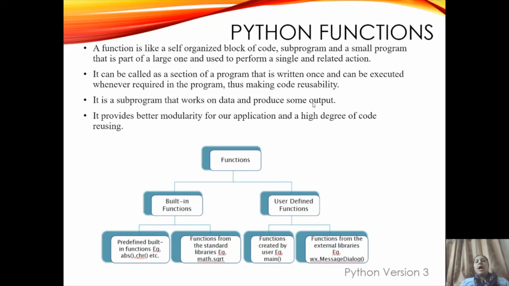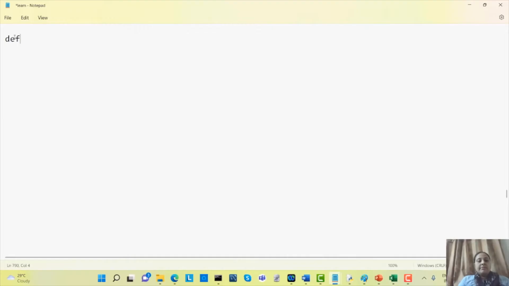Let's see how to create a function. The def keyword is used for creating a function. So def means define. Then we take the function name. After the function name, we use parentheses, a colon, and then the body of the function. If needed, we pass parameters in the function.